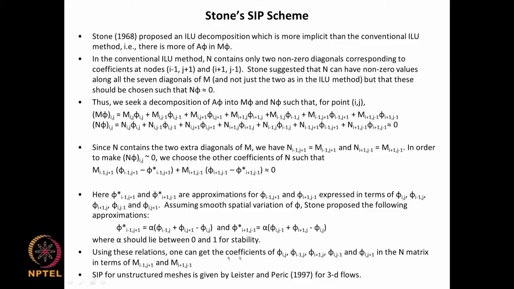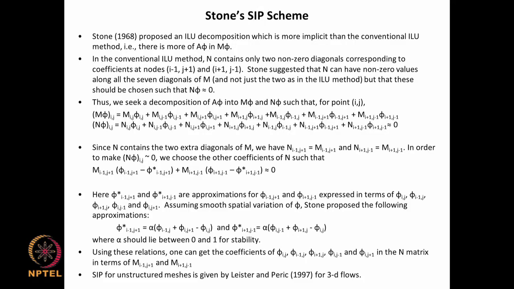Using these relations, one can get the coefficients of phi ij, I minus 1 j, I plus 1 j, I j minus 1 in the n matrix in terms of phi m I minus 1 j plus 1 and I m I plus 1 j minus 1. So let us try to go through this slide once again, so that we follow the idea. Some of the detail was quickly explained, but let us make a recap of this so that we understand the basic thought process.